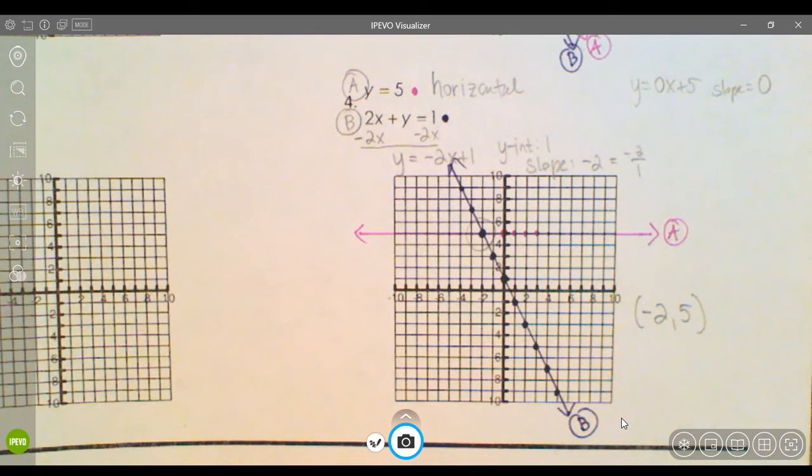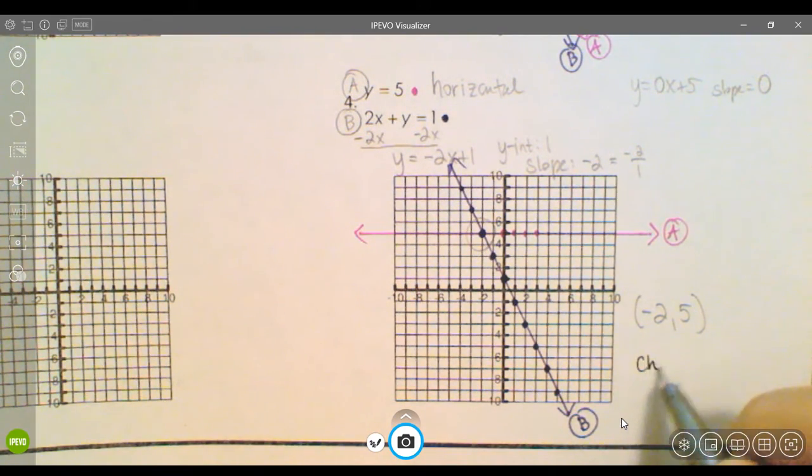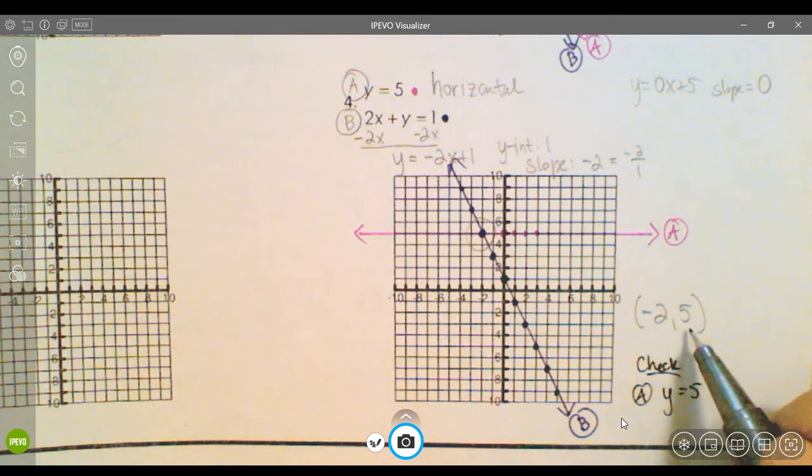Normally I would tell you to use your calculator for this, but I can't seem to put my hands on a calculator right now. So let's check it. In equation A, y equals 5. Does the y coordinate equal 5? Yeah.